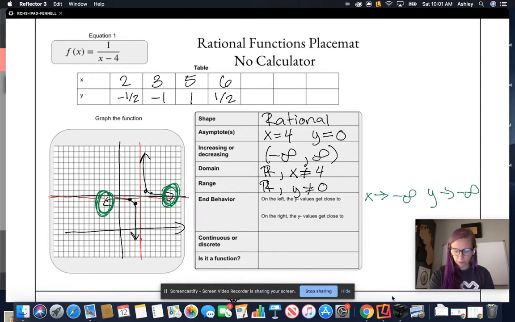Oh, no, no, no, not y, not -infinity. Big mistake. Left is -infinity for x only, not for y, right?